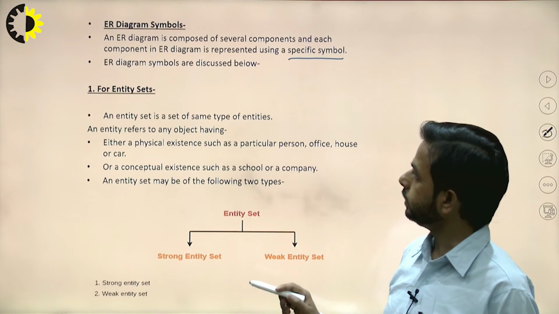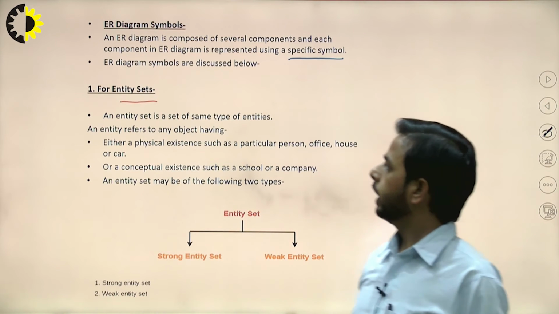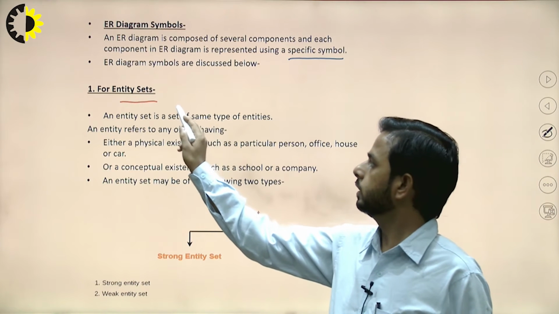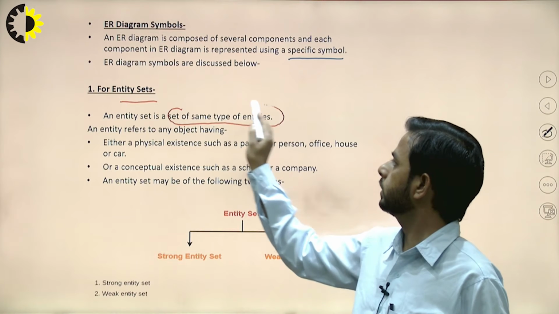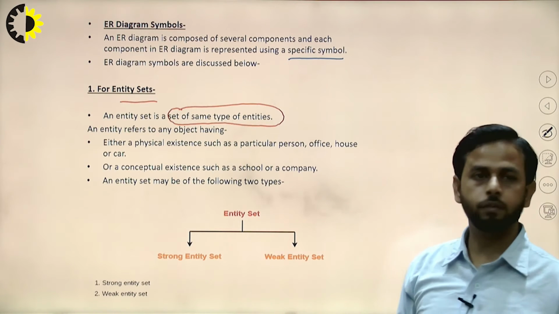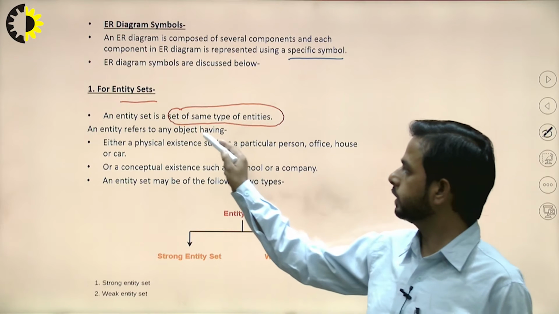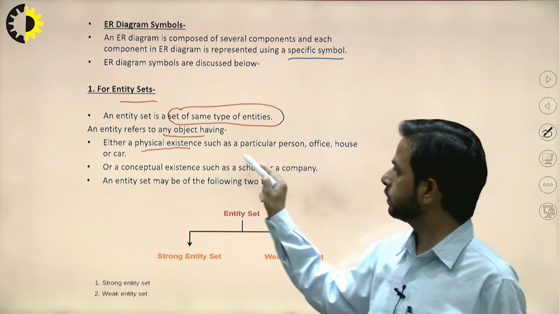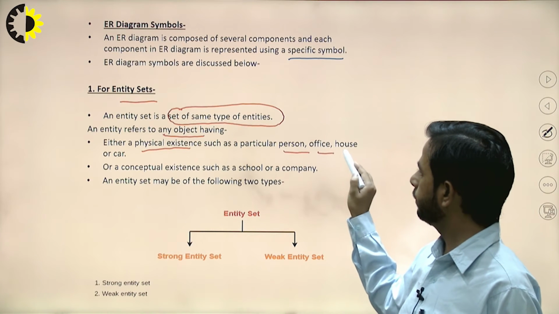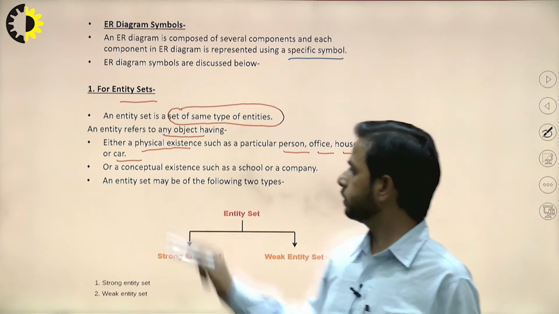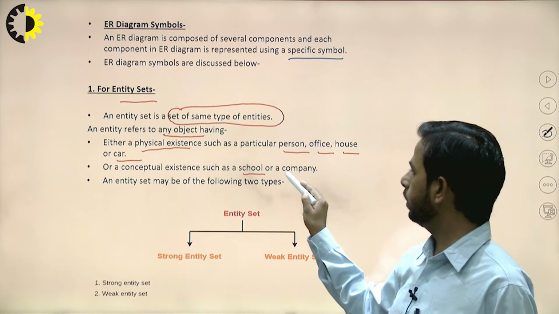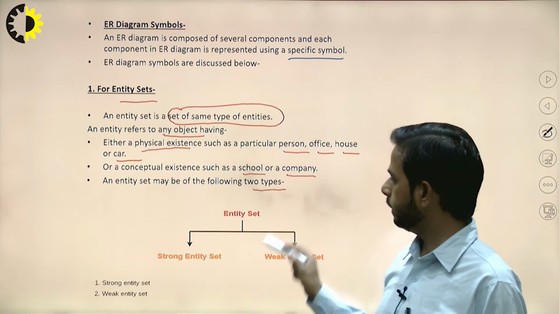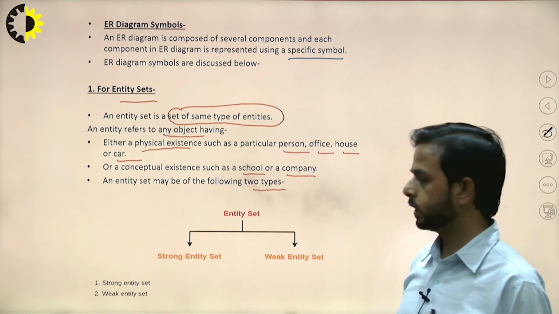Now for entity set. An entity set is a set of the same type of entities. An entity refers to any object having either physical existence, such as a particular person, office, house or car, or a conceptual existence, such as a school or company. An entity set may be of the following two types: one is strong entity, second is weak entity.